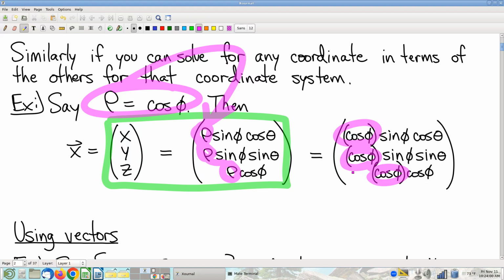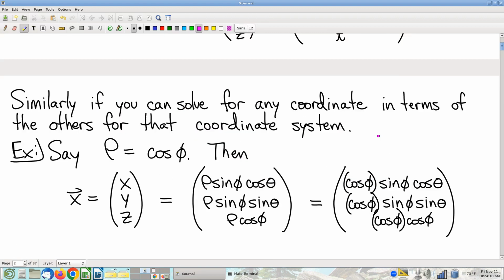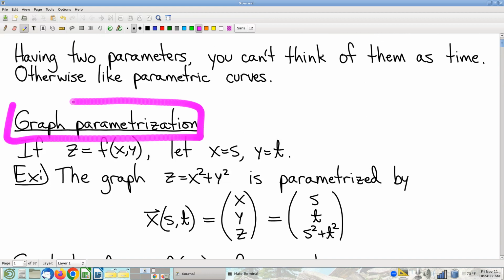Right? So what this boils down to is when you have a spherical graph, just plug that into the conversion formulas. Boom! Parameterization. Everybody happy? Okay. All right. So that is a great trick. The graph parameterization. This is my desert island. If I could only have one parameterization method, I think I'd have to pick this one.